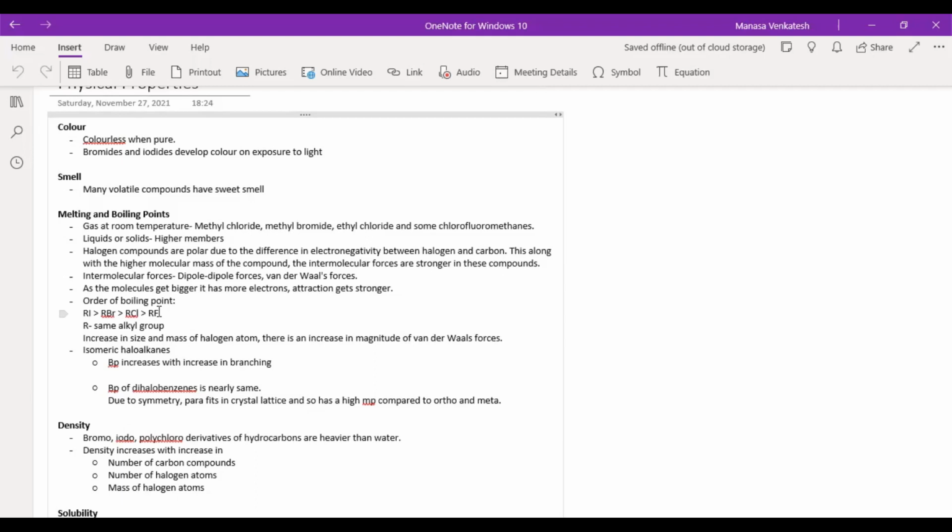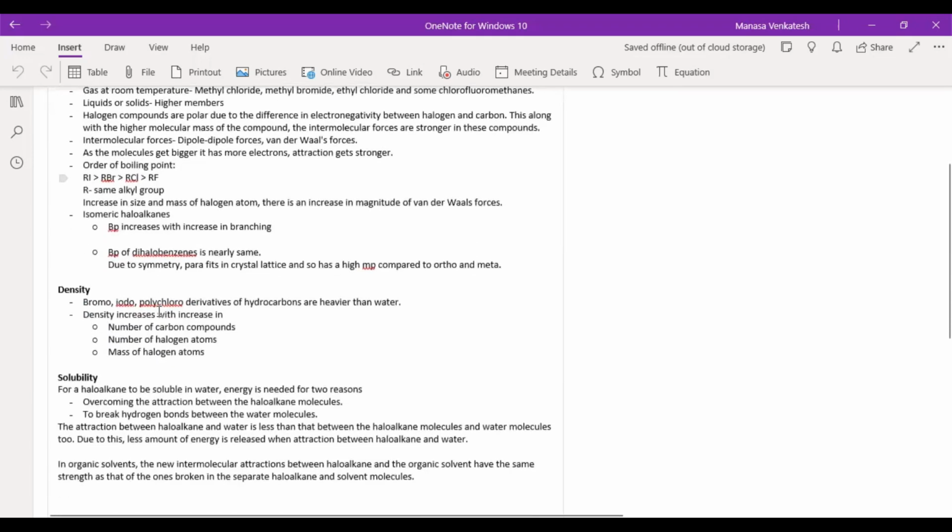Now, in case of the isomeric haloalkanes, the boiling point will obviously decrease with increase in branching. And in case of dihalobenzenes, it's also almost the same. So, due to symmetry, actually, para isomers have a higher boiling point and higher melting point compared to ortho and meta.